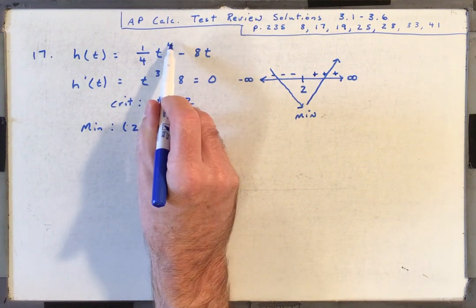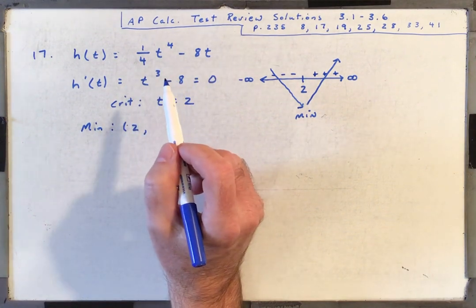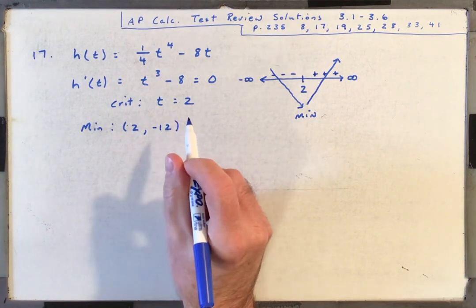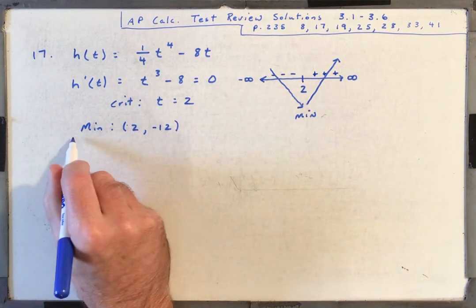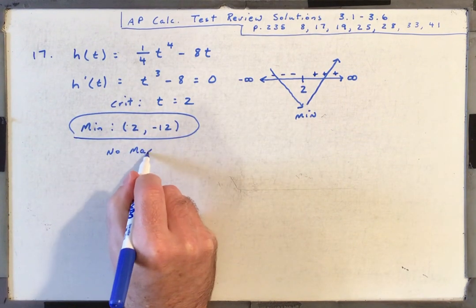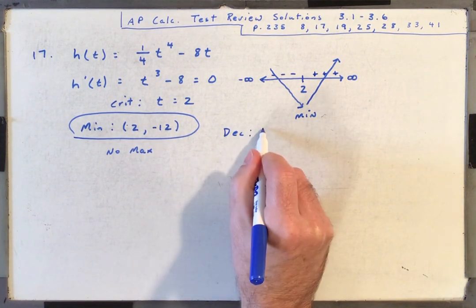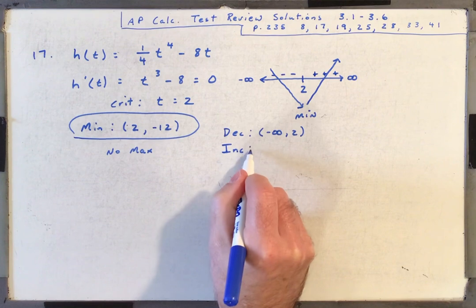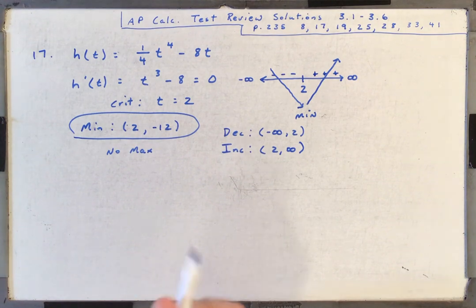2 to the 4th is 16, divided by 4 would be 4, minus 16, so that is negative 12. All right, so plug that back into the original. Don't accidentally plug it back into the derivative, or you'll just get 0. And there's no max on this. Now, just since we're here, let's go ahead and do the increasing and decreasing intervals. Decreasing from negative infinity to 2, and we are increasing from 2 to infinity. Didn't ask that, but that is good information.